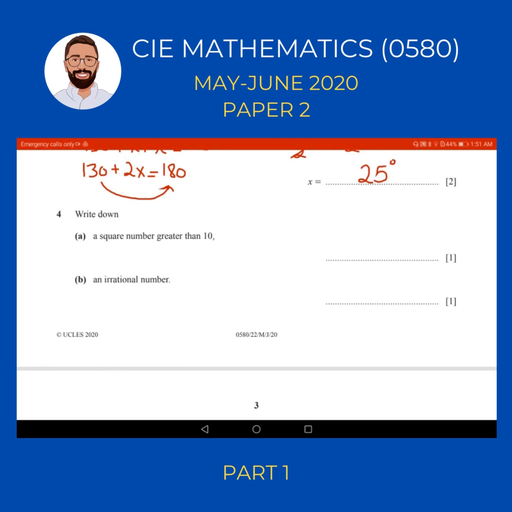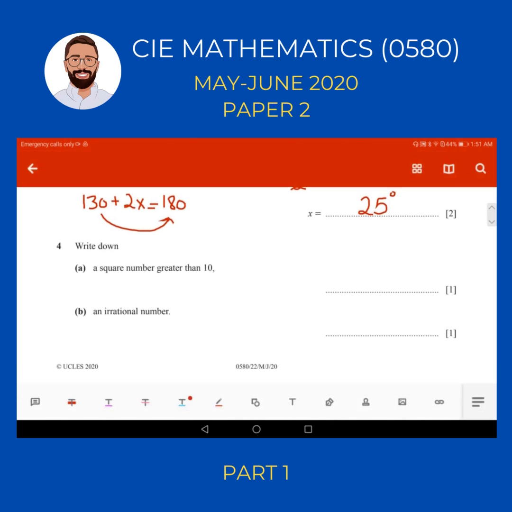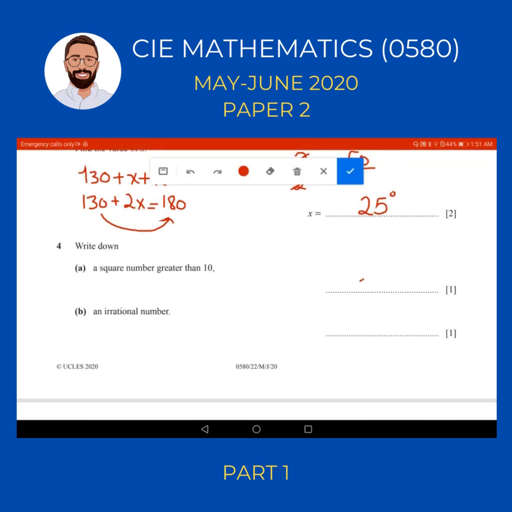So if I choose 4, then 4 times 4 is 16, so 16 is a square number. So 16 is one answer to this part. Now we can choose 25 because 5 times 5 is 25. You can choose 36 because 6 times 6 is 36. So this question has many answers.